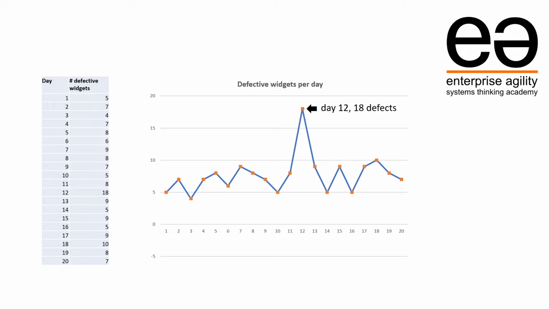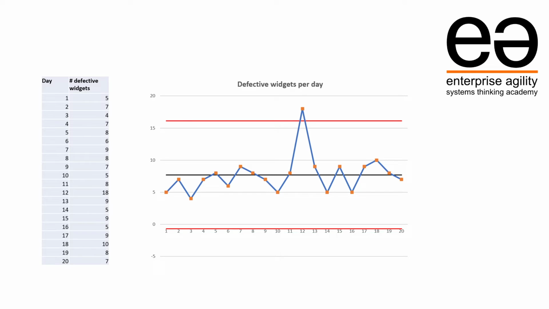To convert this analysis from a simple time series chart into a control chart, we need to add 3 additional data series. First we add the average, then the upper and the lower control limits. Let's talk about each of these elements in turn. First of all, the average.